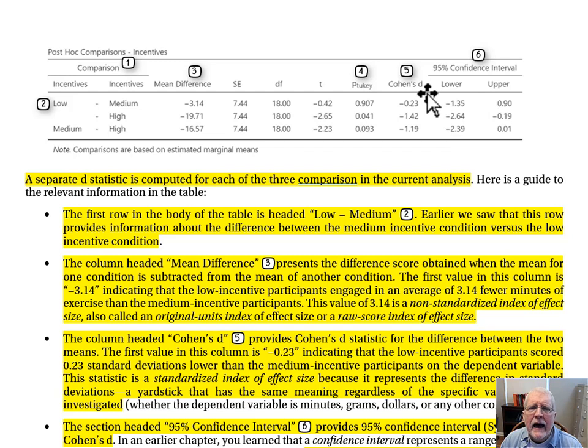It is true. For this comparison, Cohen's d statistic was negative 0.23, and the 95% confidence interval extends from negative 1.35 to positive 0.90. So those are plausible values. We never know for sure what the actual d statistic is in the population, but given this confidence interval, it's plausible that the d statistic in the population is somewhere between negative 1.35 and positive 0.90.